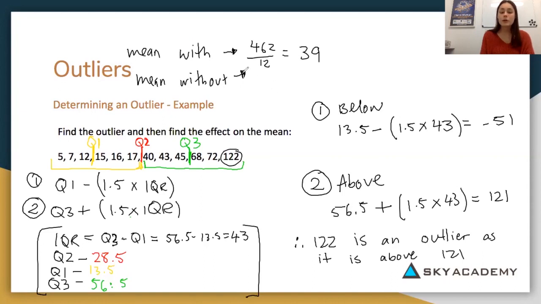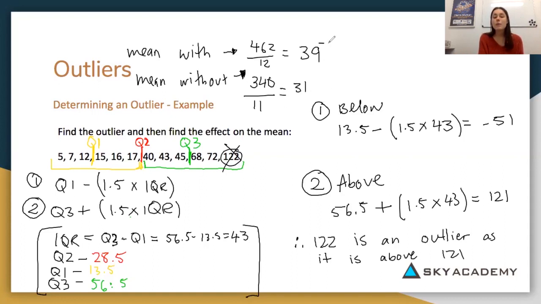Now we're going to do the same to find the mean without the outlier. So we're going to add up the total sum of the scores without the outlier, so we ignore the 122. And then we are going to divide by 11, because we'll have 11 scores since we got rid of 1 score. So it should be 340 divided by 11, and that will give us 30.9 or 31.